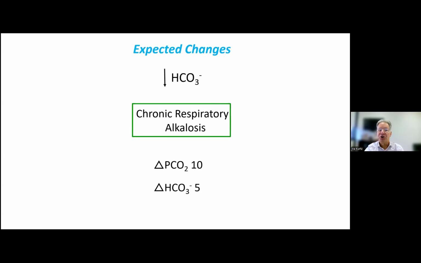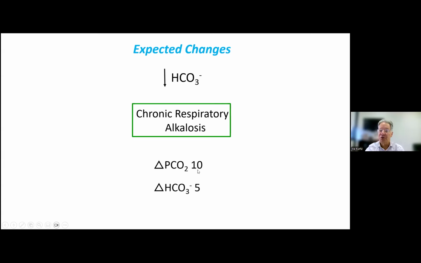Now, chronic respiratory alkalosis. Again, we waited longer, and for the same change in the PCO2, the bicarbonate fell further, so it has a different rule. You can see here that for every 10 fall in the PCO2, the change in the bicarbonate is 5. Initially, from the bicarbonate buffer reaction, it fell 2. It falls a further 3 from that initial 2 due to the kidney. So the total change is 5 from the original level.